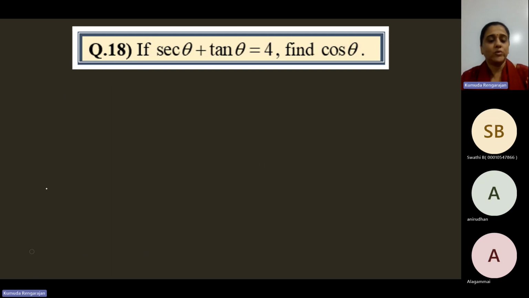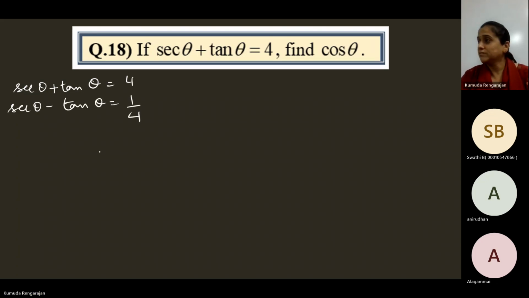Now, we know that secant theta plus tan theta is equal to 4. So secant theta minus tan theta is equal to 1/4. Now these are like two equations. We've written them one below the other, and we're going to solve these two equations to find the value of secant theta. The two unknowns here are secant theta and tan theta.